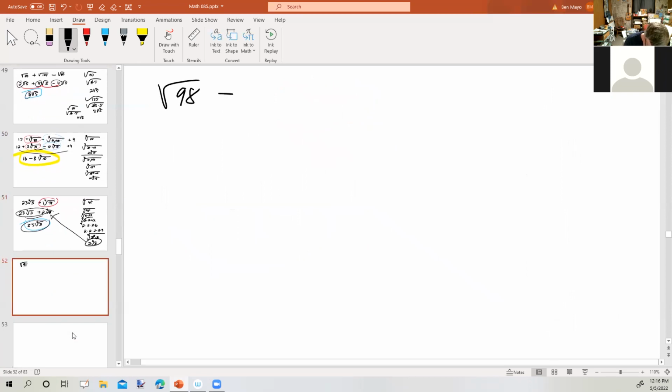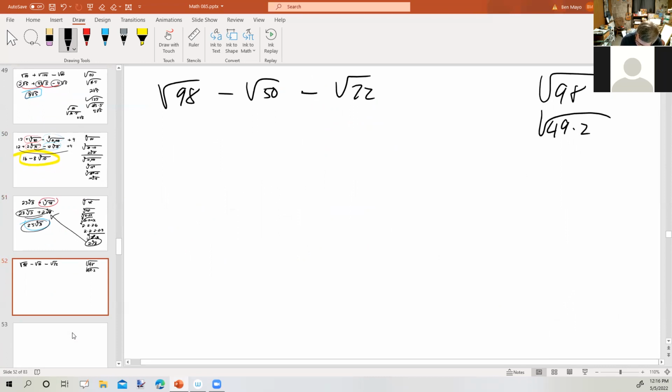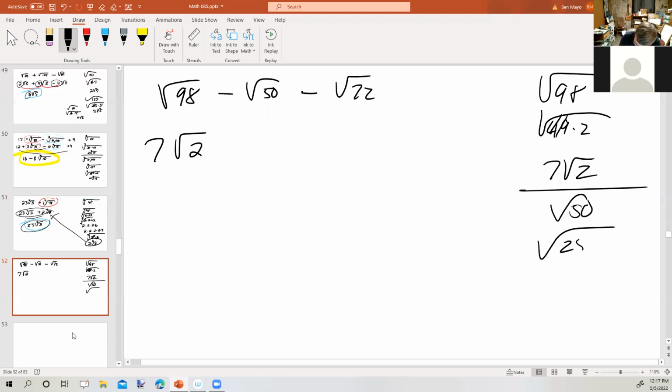Square root of 98 minus the square root of 50 minus the square root of 72. 98 is 49 times 2. So the square root of 49 times 2 would be 7 square roots of 2, because the square root of 49 is a 7 outside. Square root of 50 would be the square root of 25 times 2. Square root of 25 is a 5 outside, so we get minus 5 square roots of 2.